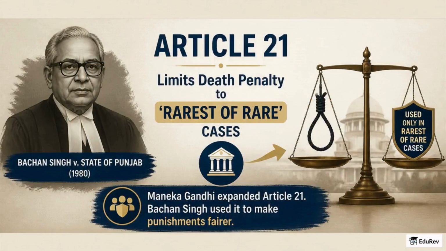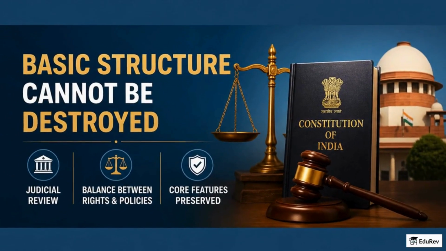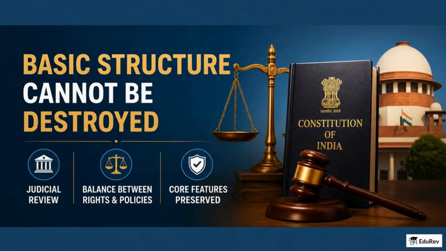For example, Bachan Singh used Article 21 to limit the death penalty to the rarest of rare cases, showing how Maneka's broadened Article 21 shapes punishments too. Minerva Mills reaffirmed that Parliament cannot use its amending power to destroy the basic structure of the Constitution. So judicial review and balance between rights and policies remained core features.